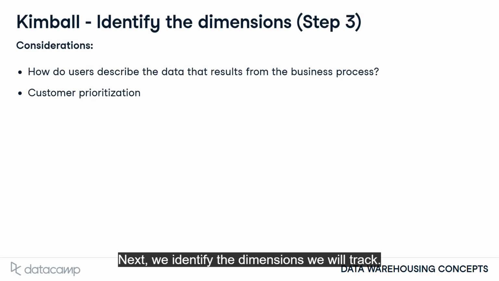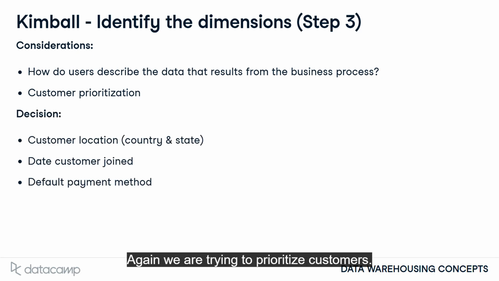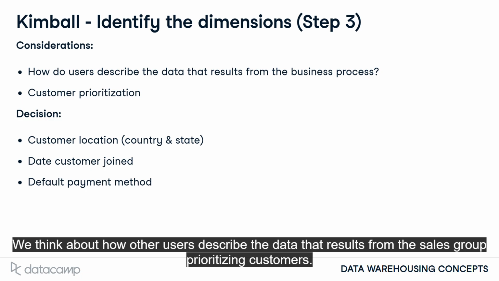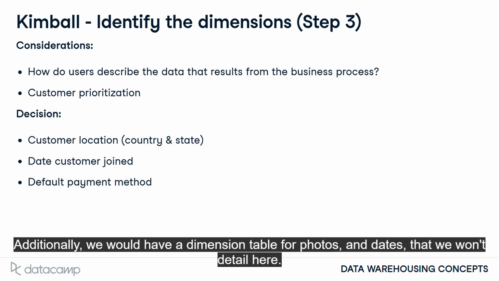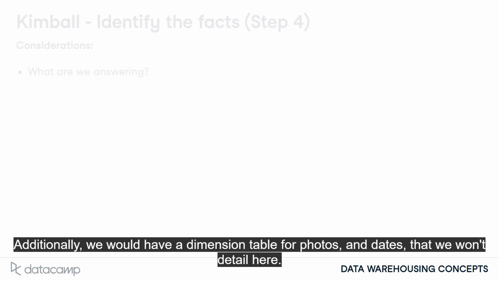Next, we identify the dimensions we will track. Again, we are trying to prioritize customers. We think about how other users describe the data that results from the sales group prioritizing customers. Some important features are a customer's location, joining date, and default payment method. Additionally, we will have dimension tables for photos and dates that we won't detail here.